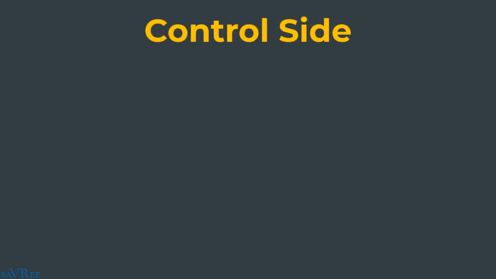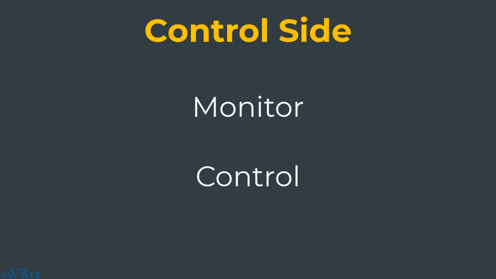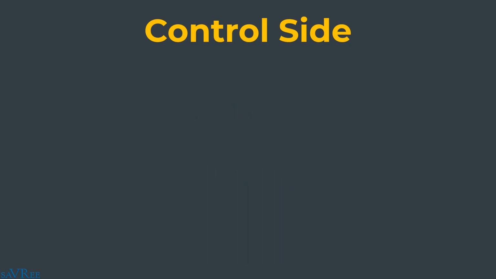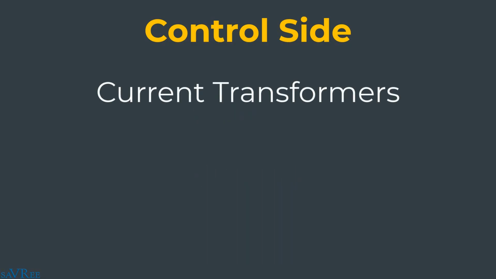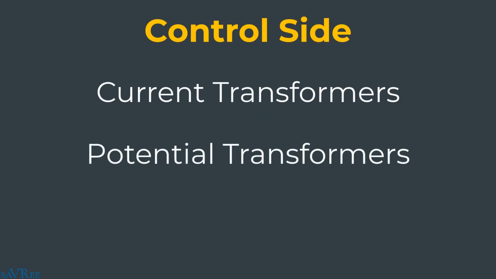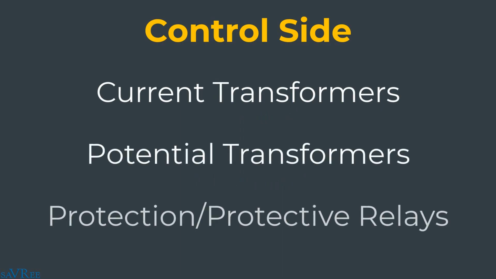The control system side is there more to monitor and control the power conducting components, the components within our primary circuit. Items that you'll typically find within the control system are things like current transformers, potential transformers, also known as voltage transformers, protective relays, and other electronic items that help the switchgear fulfill its purpose of regulation, control, and protection. The control system side of the switchgear is almost always at a much lower voltage than the power conducting side.